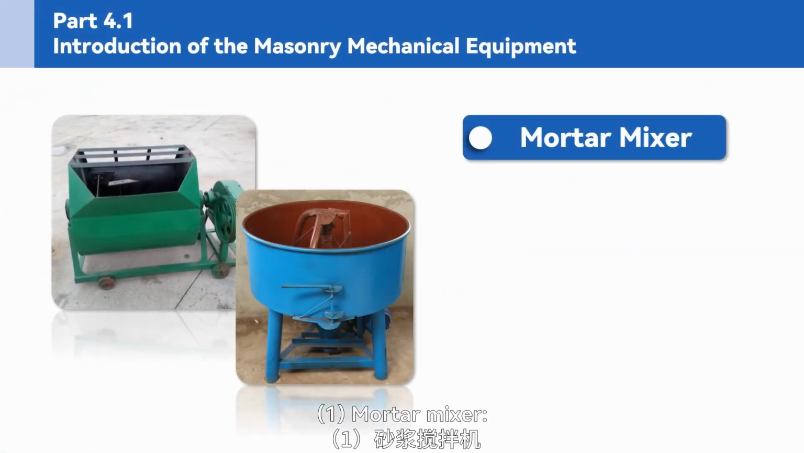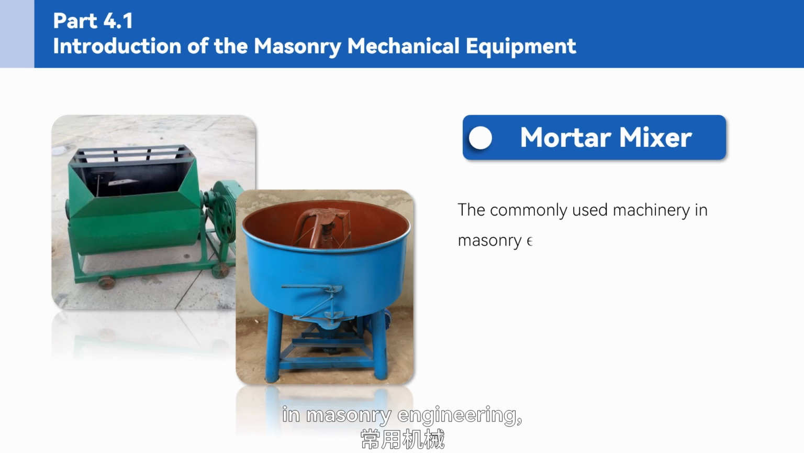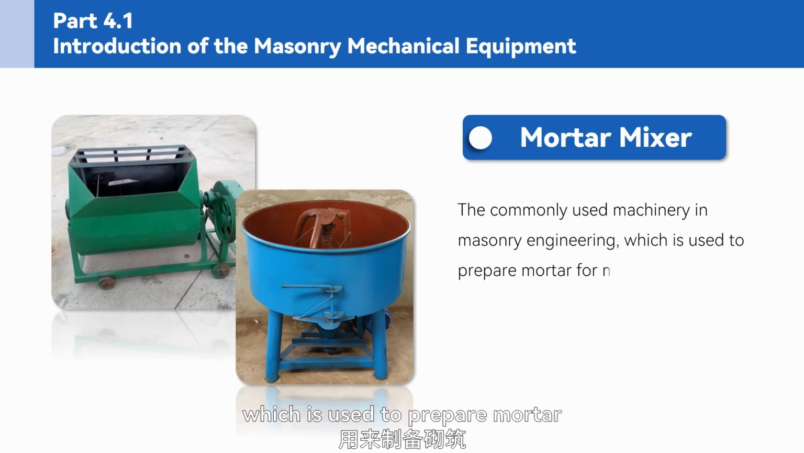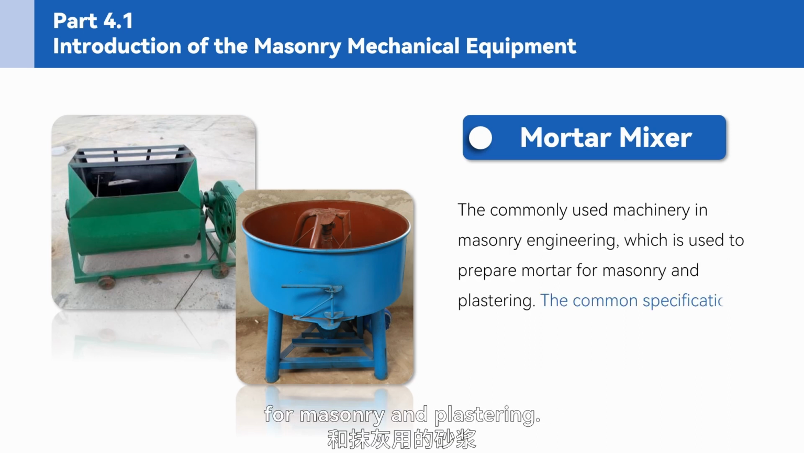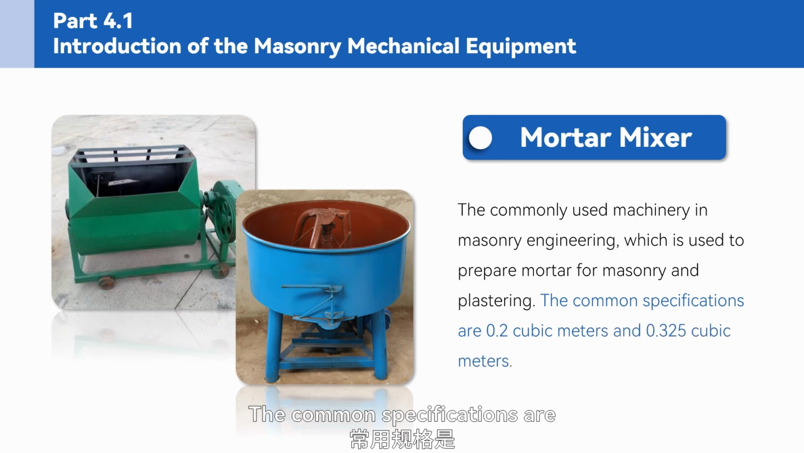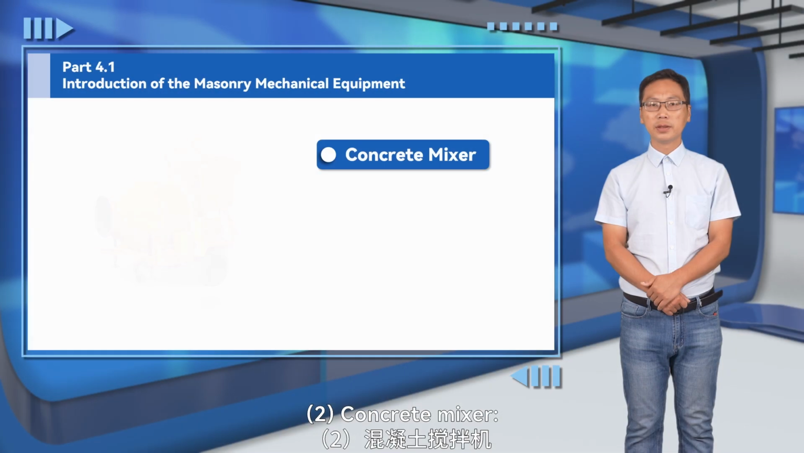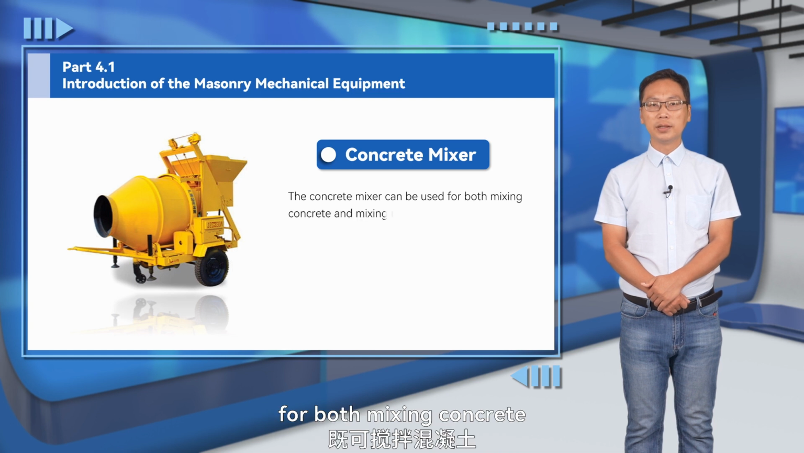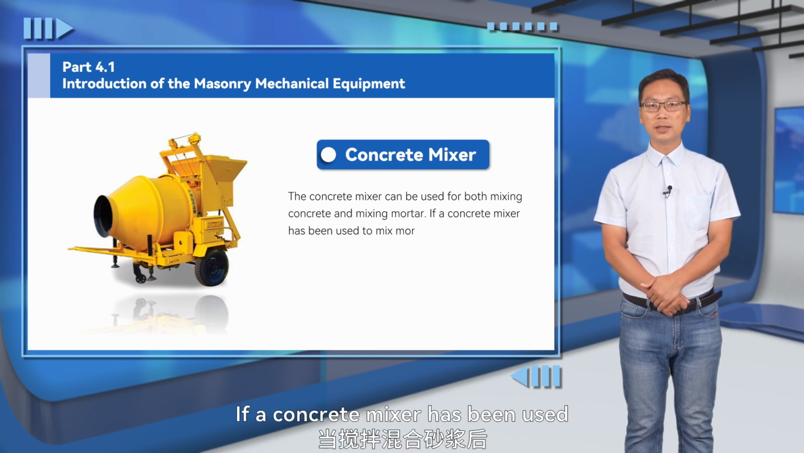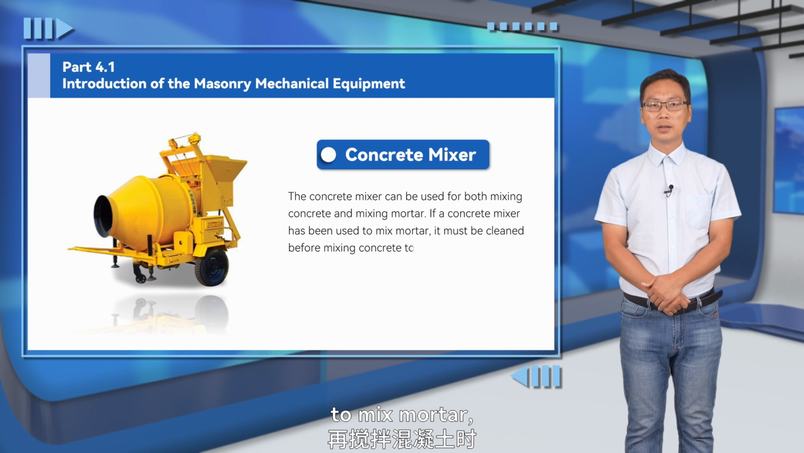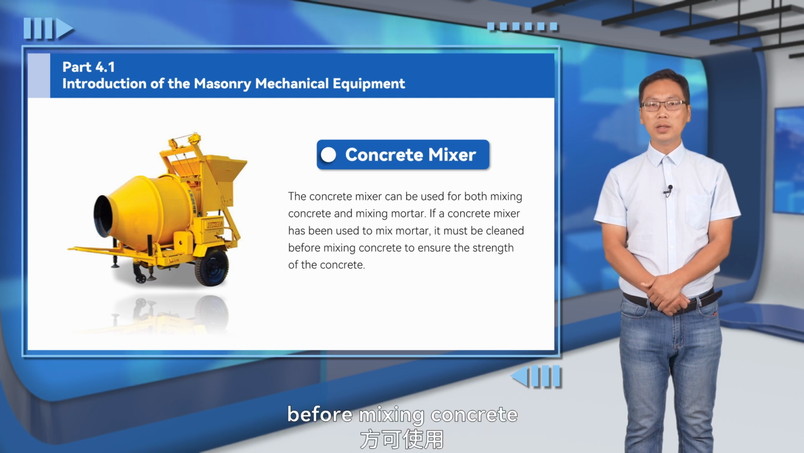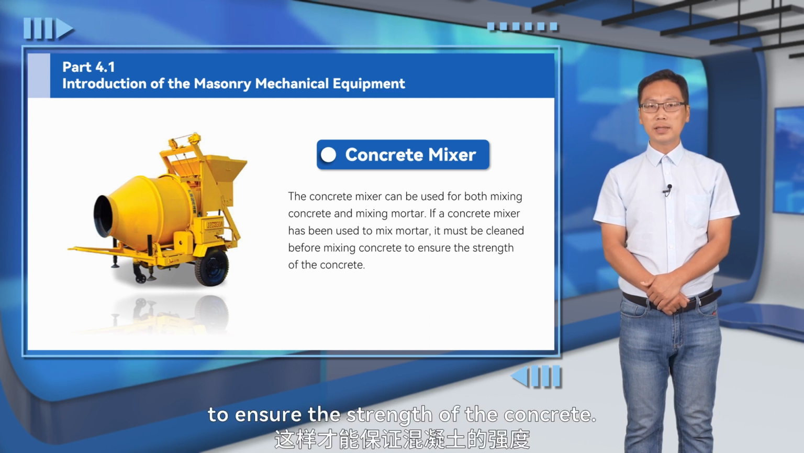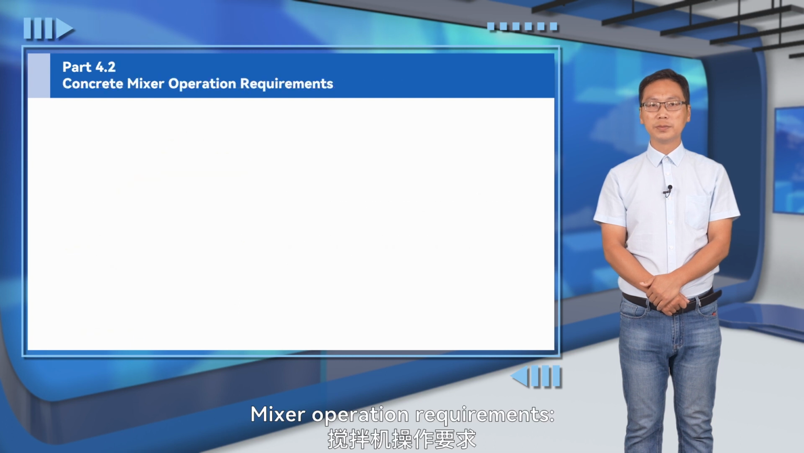1. Mortar mixer, the commonly used machinery in masonry engineering, which is used to prepare mortar for masonry and plastering. The common specifications are 0.2 cubic meters and 0.325 cubic meters. 2. Concrete mixer. The concrete mixer can be used for both mixing concrete and mixing mortar. If a concrete mixer has been used to mix mortar, it must be cleaned before mixing concrete to ensure the strength of the concrete.